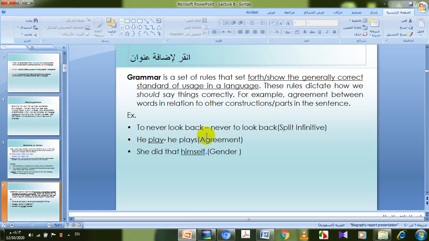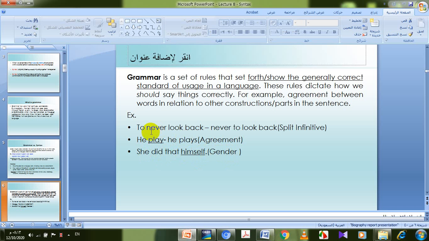Good. So next, then we are talking about agreement here. So this is grammar. It talks about agreement between words in relation to other constructions or parts. When we talk about agreement here, we are talking about just one part. Here, she did that himself. This is wrong because this is gender. She did that herself. So this is gender.